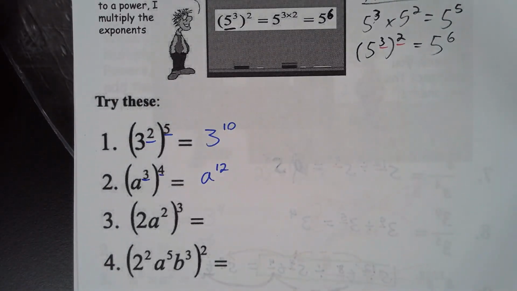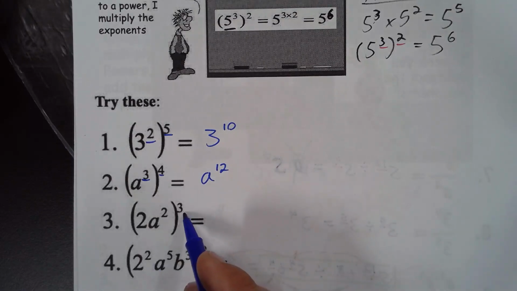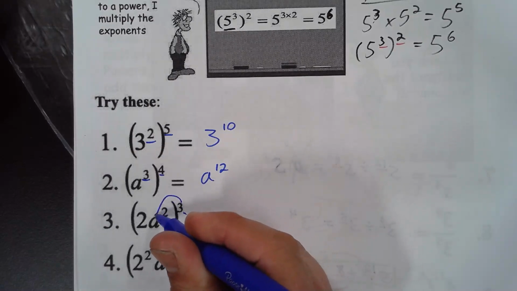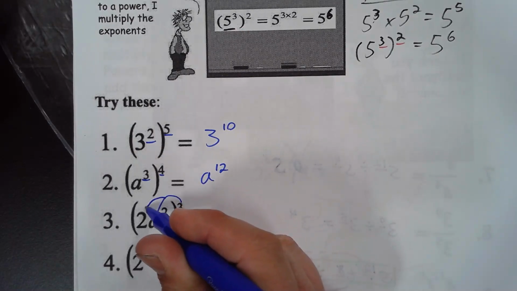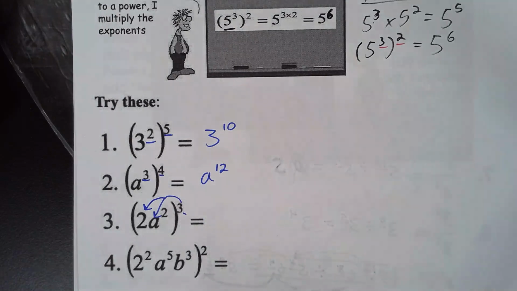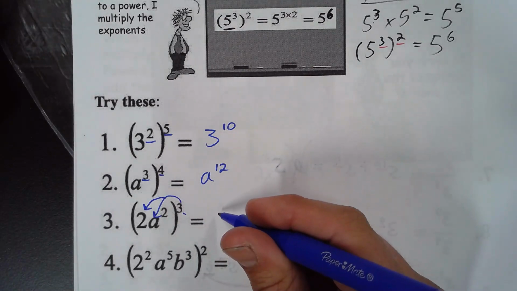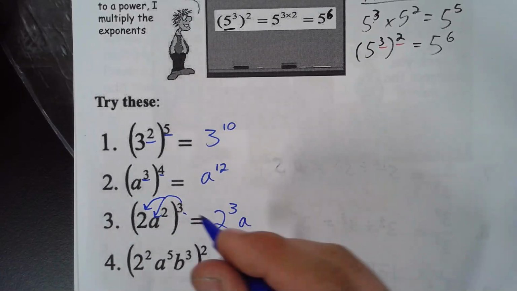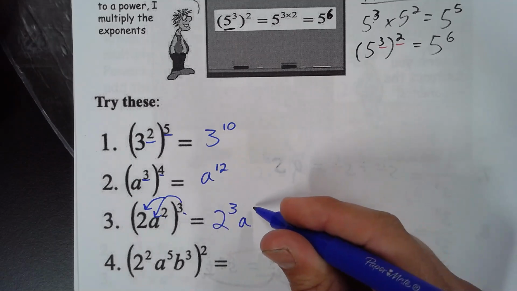Now number 3 is where it gets a little bit weird, because we have 2a to the second power, and everything is raised to the third power. And when I say everything, I mean this is being raised to the third power, but also that 2 is being raised to the third power. So what I have is 2 to the third power times 2 times 3 is 6, a to the 6th power.